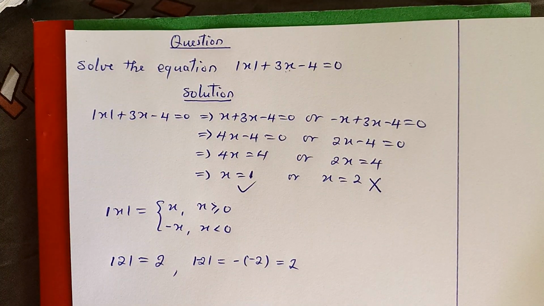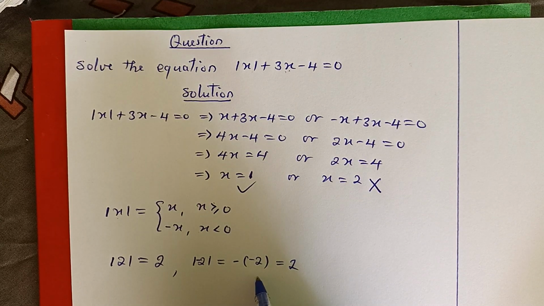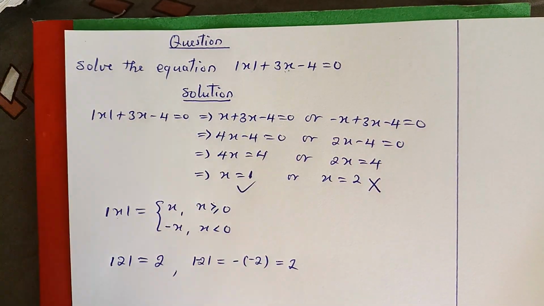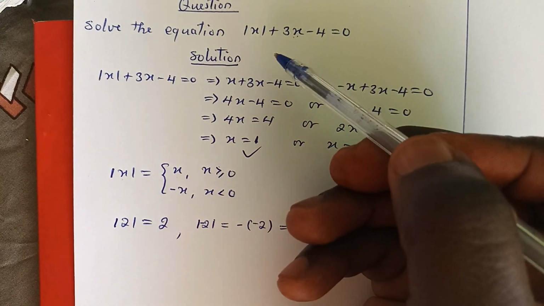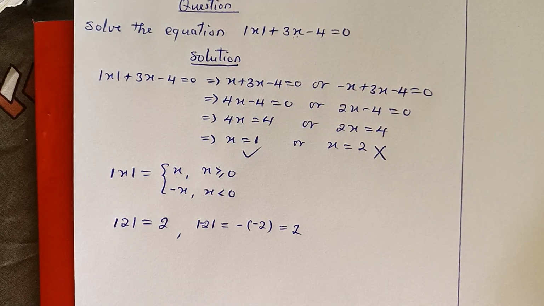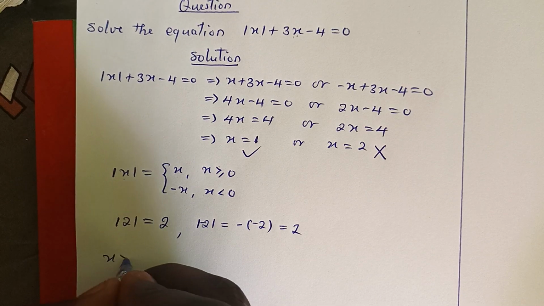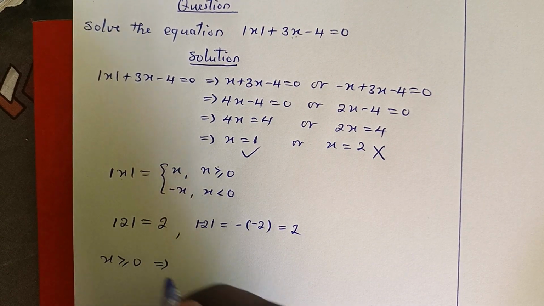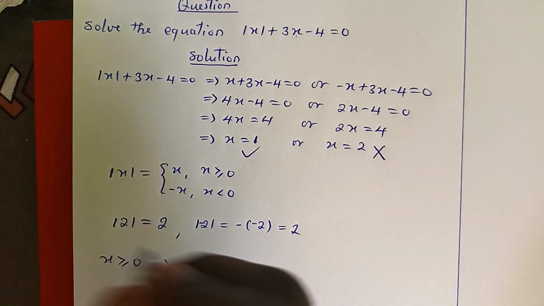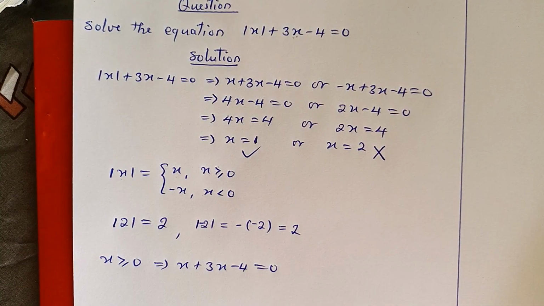So that is why we say the absolute value of a number is always positive. If the number is negative, the absolute value is handled this way, and if the number is positive, the absolute value will be handled this way. Now, to solve this equation, this is what we are supposed to do. You take the two branches separately. You assume that x is positive first. So if x is a positive number, the absolute value of x will just be x, so x plus 3x minus 4 is equal to 0.